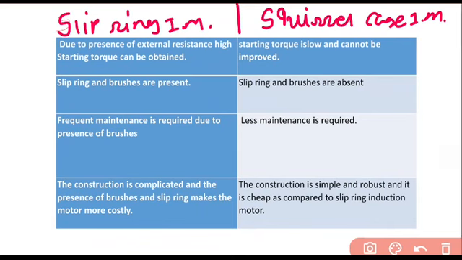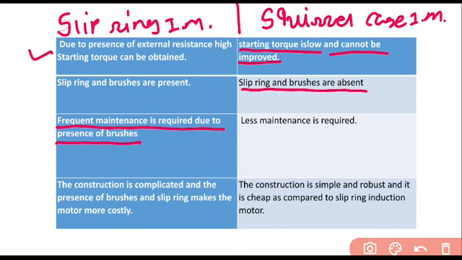In the slip ring induction motor, due to the presence of external resistance, high starting torque can be obtained, while in the squirrel cage induction motor, starting torque is low and cannot be improved. Next, slip rings and brushes are present in the slip ring induction motor, and absent in the squirrel cage induction motor. Frequent maintenance is required due to the presence of brushes, and in the squirrel cage induction motor there are no brushes, so less maintenance is required.